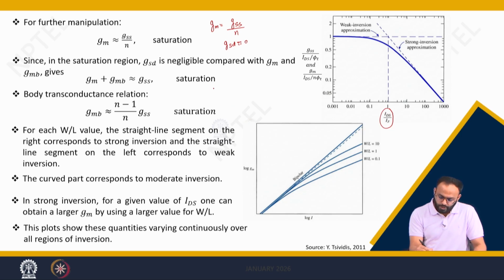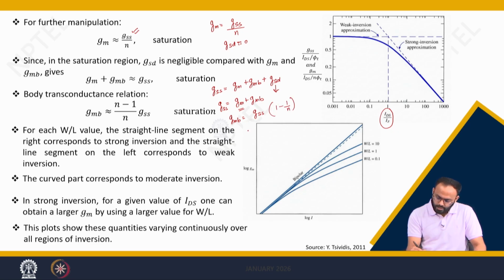almost negligible. So we know that GSS is equal to GM plus GMB plus GSD. In saturation this goes to 0, so GSS is equal to GM plus GMB. Now GM is GSS by N, so GMB is nothing but GSS into 1 minus 1 by N, or GSS into N minus 1 by N. Again this tells us how GMB and GSS are interrelated.